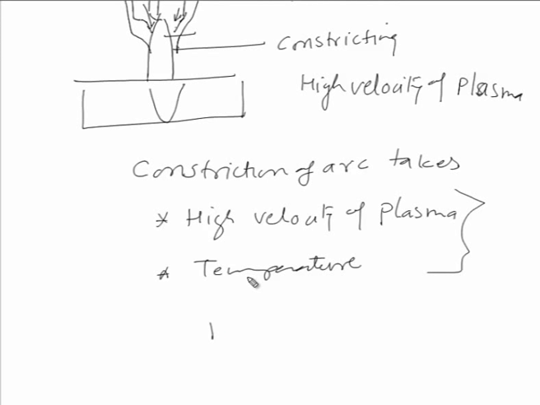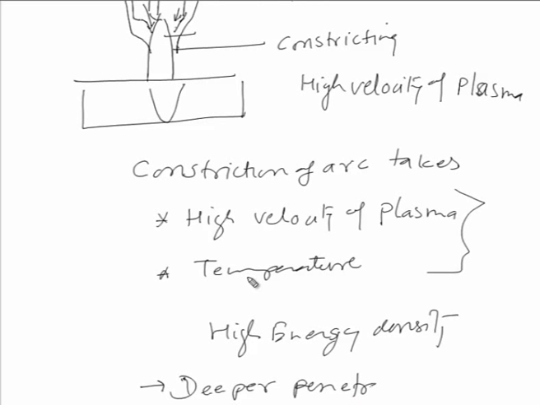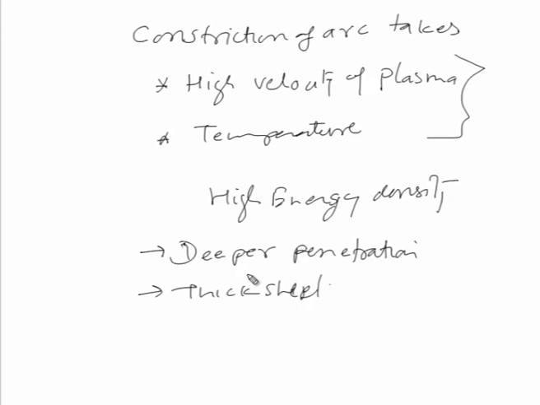A combination of these two results in high energy density, and this high energy density associated with the high velocity plasma at high temperature results in deeper penetration into the base material, and this deeper penetration helps us in successful welding of thick sheets. The melting of the base material, because of the high energy density associated with the high velocity plasma and the high temperature, is rapid even for thick sheets, and this in turn increases the welding speed. So, welding speed increases when plasma welding is used.